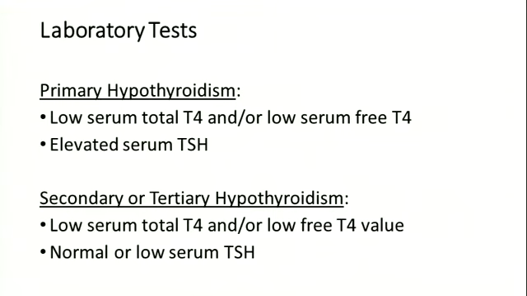So primary hypothyroidism is going to have a low T4 total or free, and then an elevated TSH. Secondary or tertiary, meaning now the pituitary is the secondary or the hypothalamus being the tertiary. The brain's not producing, in the case of hypothyroidism, the brain's not producing TSH, so there's no signal to the thyroid gland. So the T4 is going to be low, but it's a downstream effect.